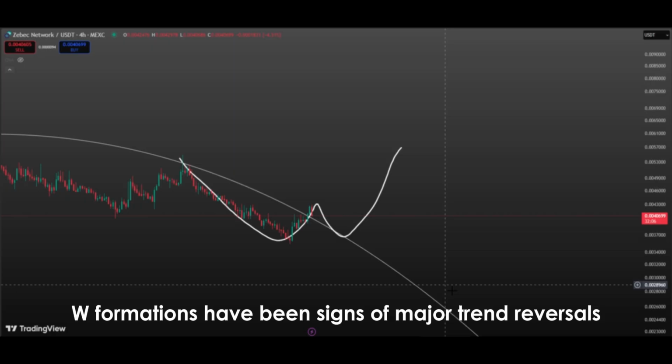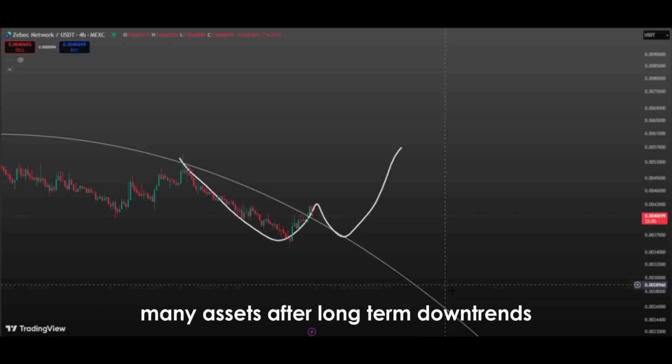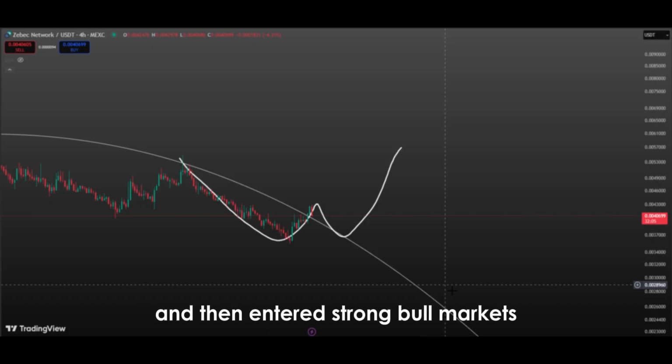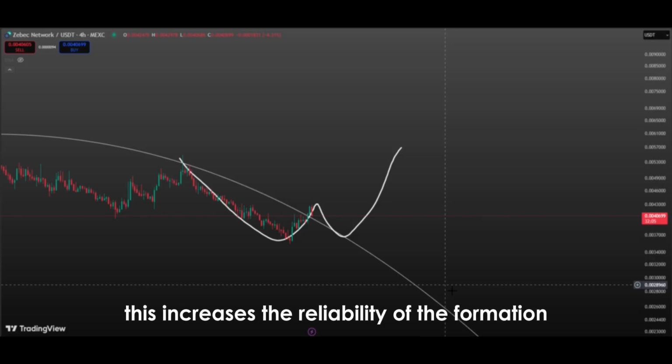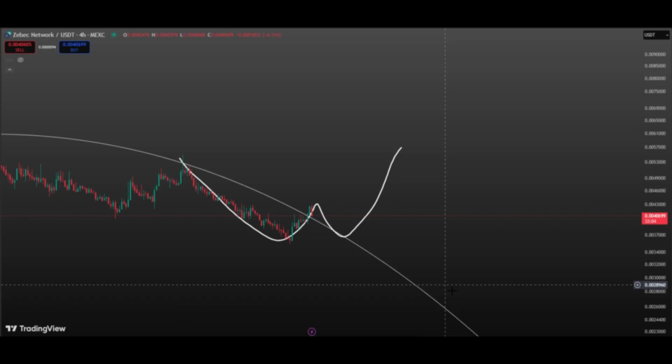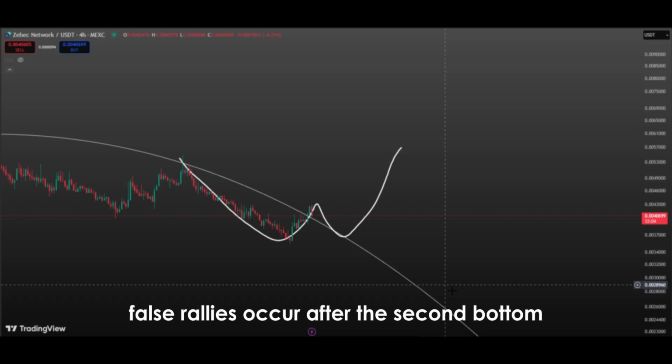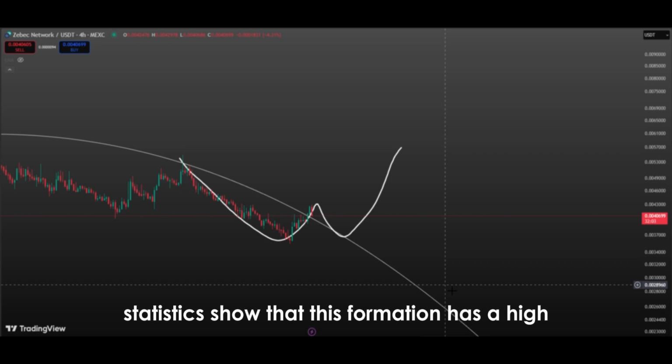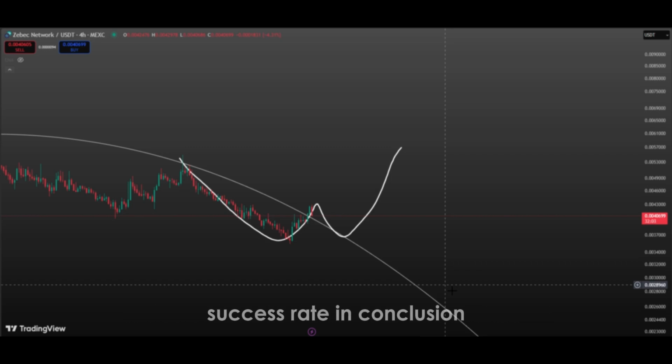Historically, W formations have been signs of major trend reversals. Many assets, after long-term downtrends, have formed double bottom patterns and then entered strong bull markets. This increases the reliability of the formation. Of course, it does not always produce definite results, and sometimes false rallies occur after the second bottom. But overall, statistics show that this formation has a high success rate.